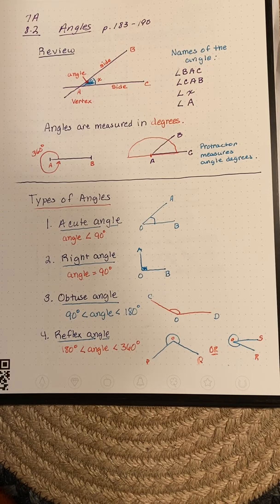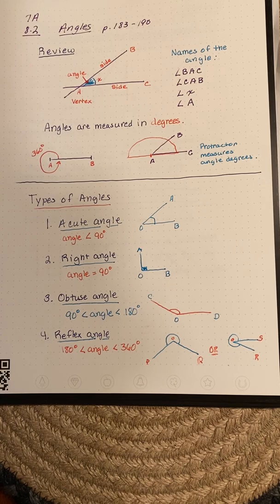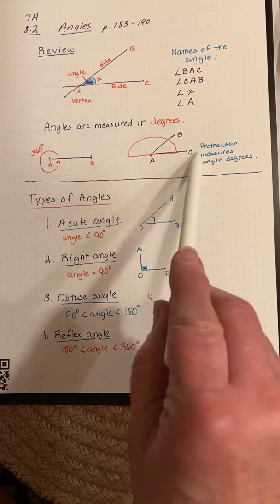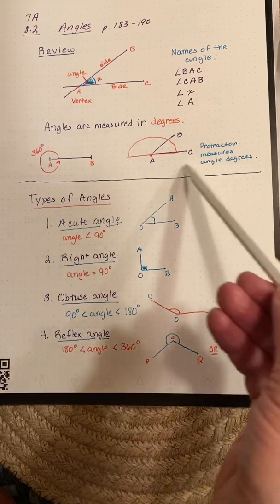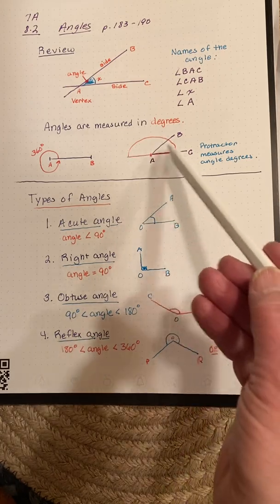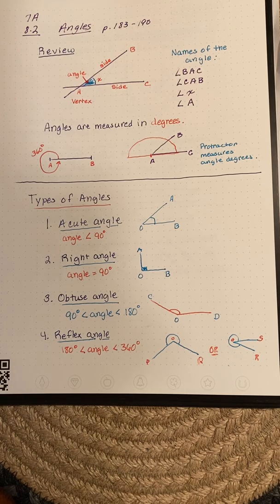Angles are measured in degrees. If an angle starts here and goes all the way around and forms a circle, it's 360 degrees. This would be an angle. Of course, if an angle is on a straight line, it's 180, and we have those instruments that I just very simply drew here called protractors that measure angle degrees, and we'll be getting into that in another lesson shortly.